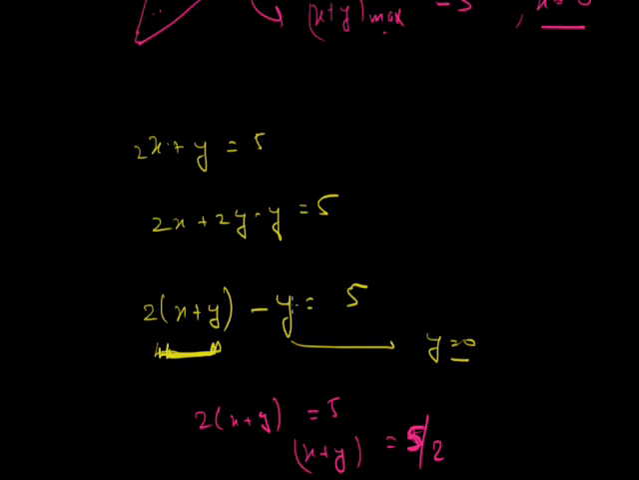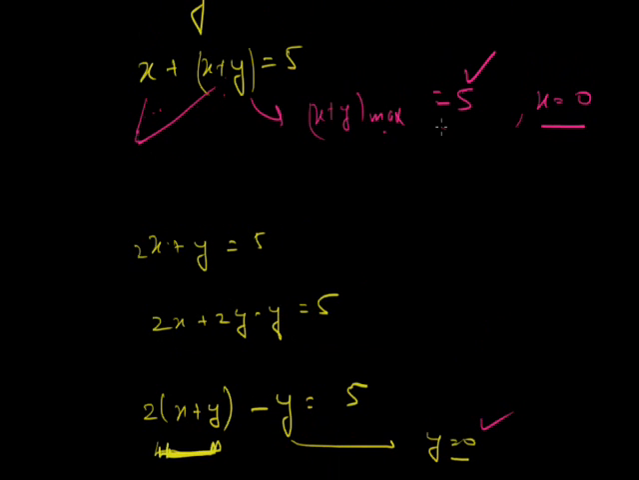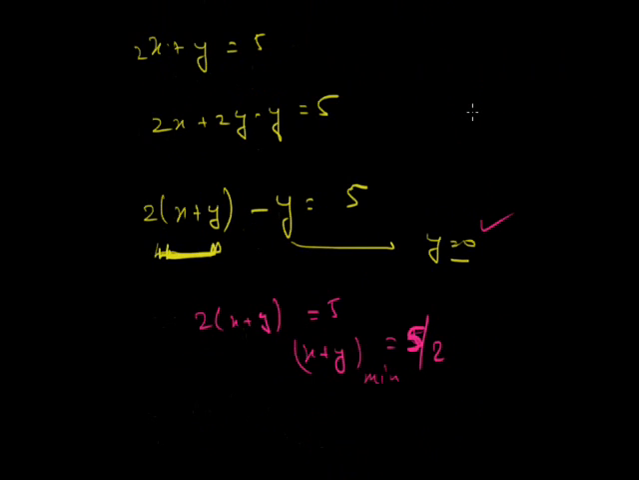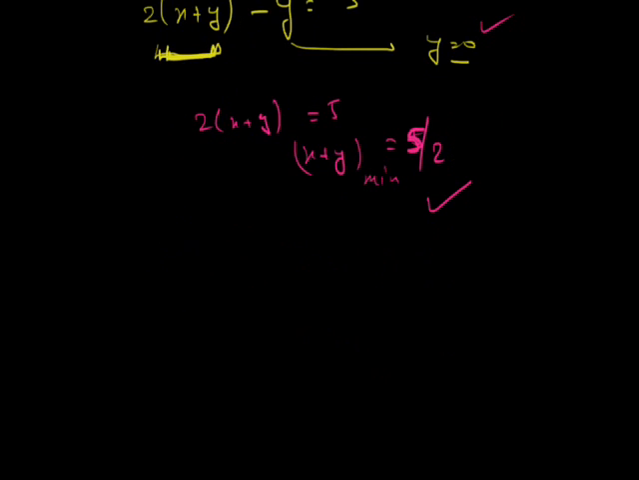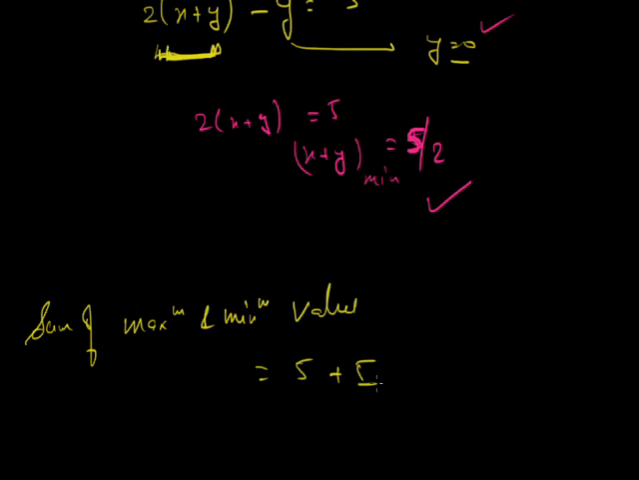Why is this the minimum value? Because this quantity has to be maximum, and the maximum non-negative quantity is 0. We got the maximum and minimum value. The maximum value is 5, and the minimum value is 5 by 2. The sum of the maximum and minimum value here is 5 plus 5 by 2, which is 7.5.